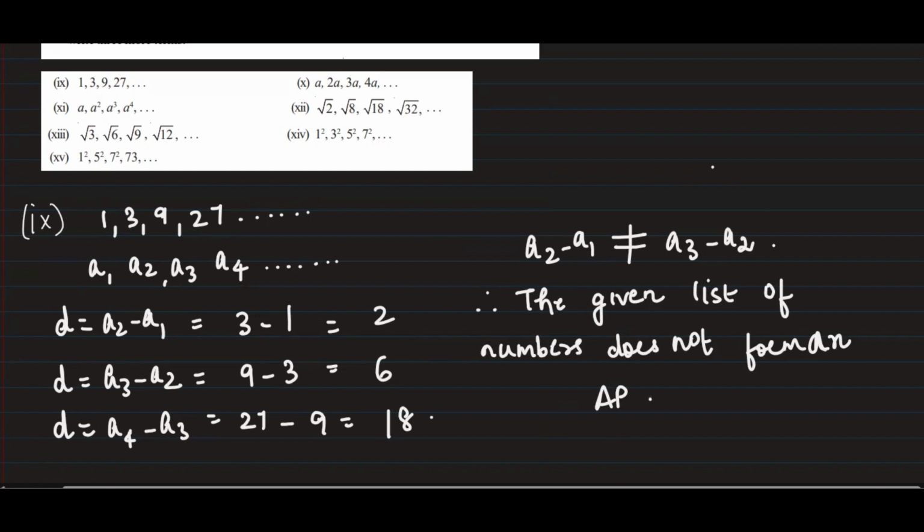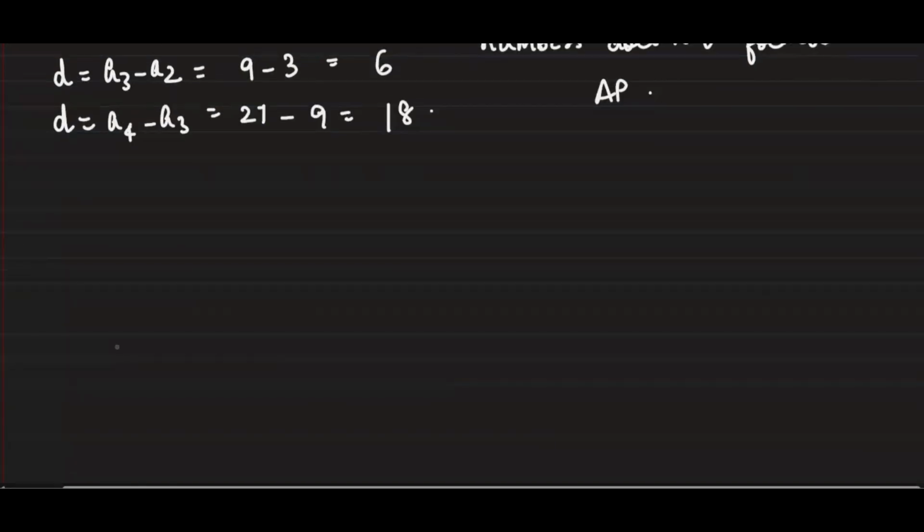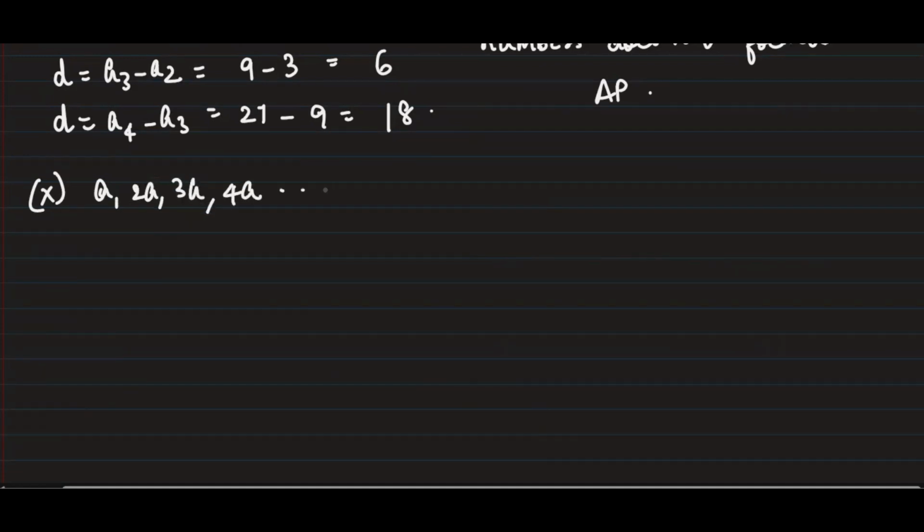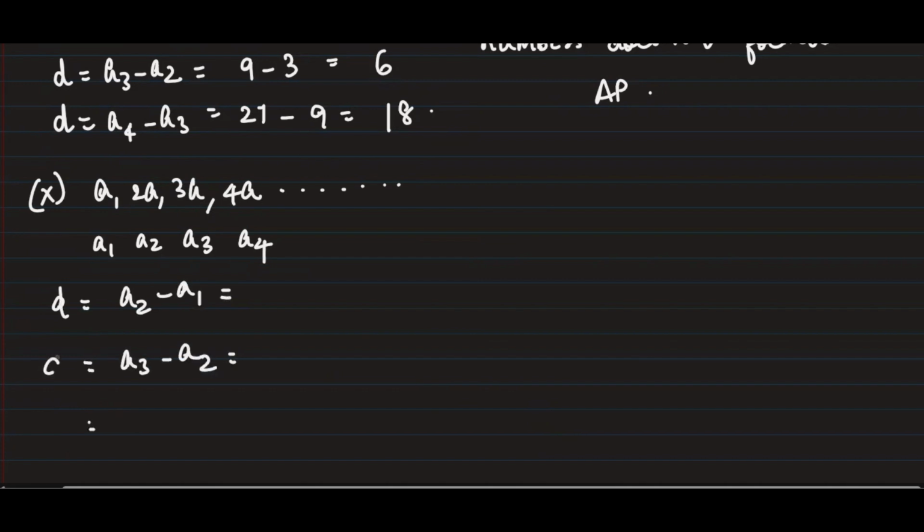Okay, that's all. Now question number 10. Question number 10 is A, 2A, 3A, 4A, and so on. We say this is A1, A2, A3, A4, basically the first term, second term, third term, fourth term. So the D value is equal to A2 minus A1, or A3 minus A2, or A4 minus A3. A2 is 2A.